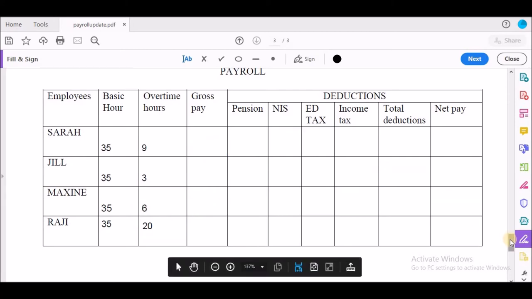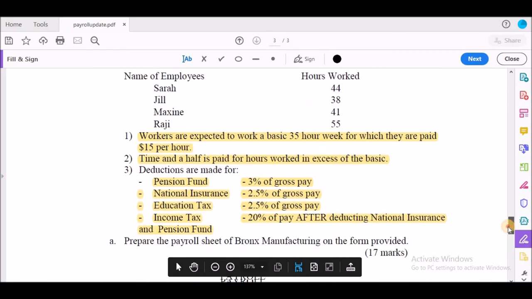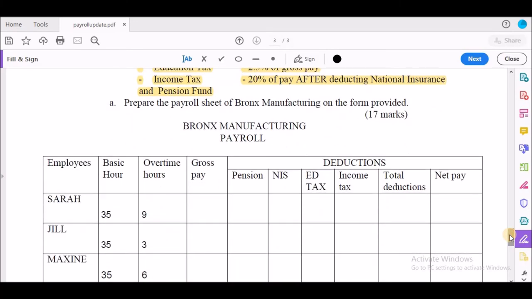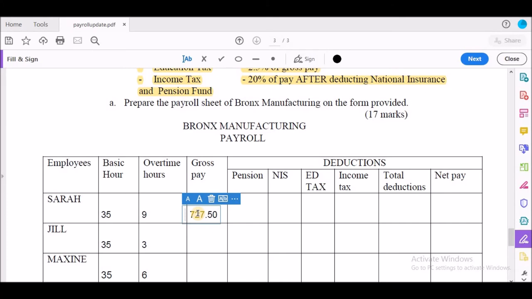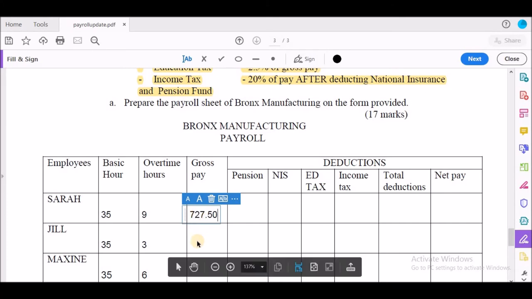And we need to work it out. In this case, you were not given a slot. So it's $15 for basic pay. So the person worked 35 at $15. And there's overtime pay, so there's 9 hours of overtime times 1.5 of 15. So this gross pay now is $727.50. Hope you all got the same answer.